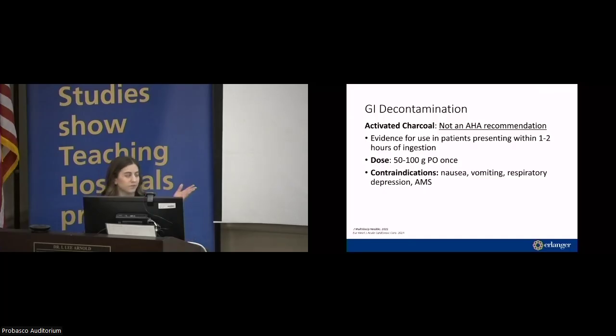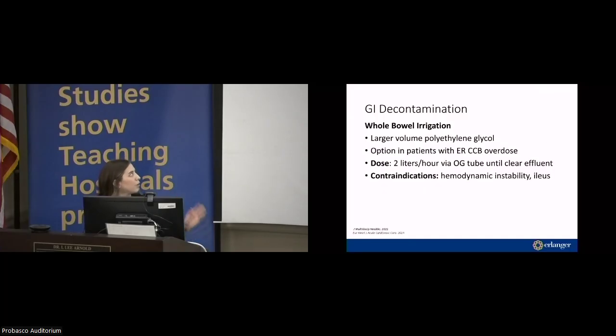So the first one was the activated charcoal, and then whole bowel irrigation is the other option. The main goal is to just flush the drugs out of your GI tract. Again, it causes a lot of hemodynamic instability. It's very rarely used, and it's not recommended in AHA. The only evidence that we have, which we'll go over a little later, is in overdoses of multiple agents, where these specific agents make up a small amount of the patient population.